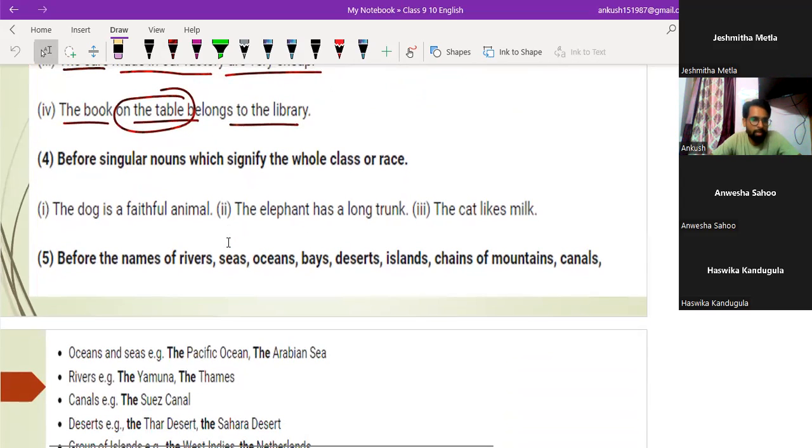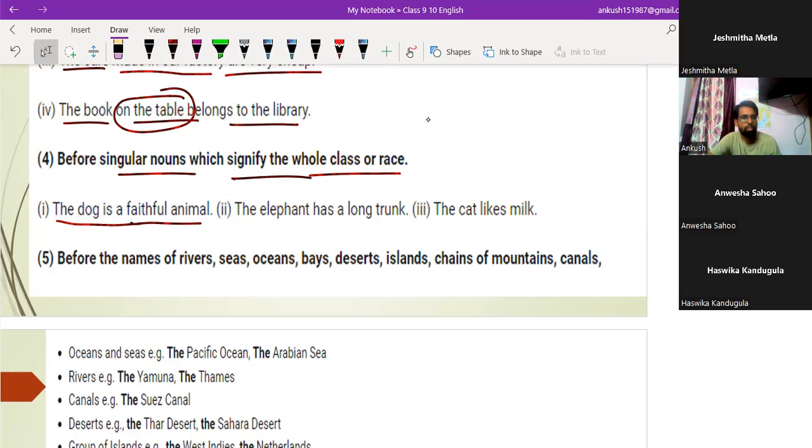The fourth point is before singular nouns which signify the whole class or race, and that too a singular one. For example, the dog is a faithful animal. It doesn't mean only the dog in your surroundings is a faithful animal. It means the dogs in the world, that particular class or race, is totally considered a faithful animal.